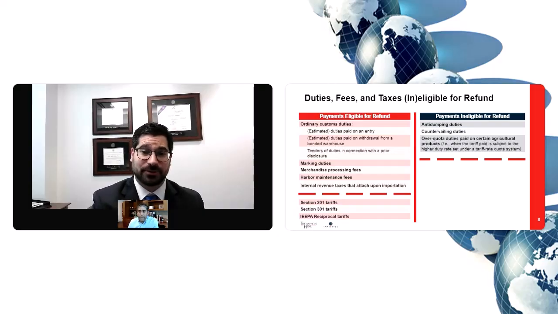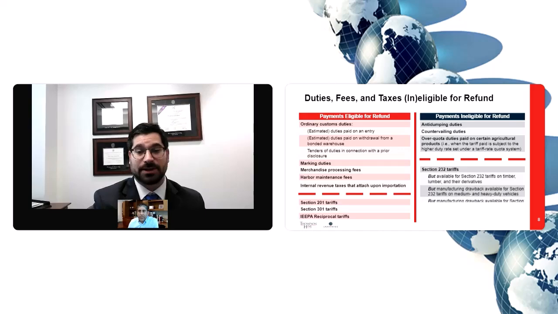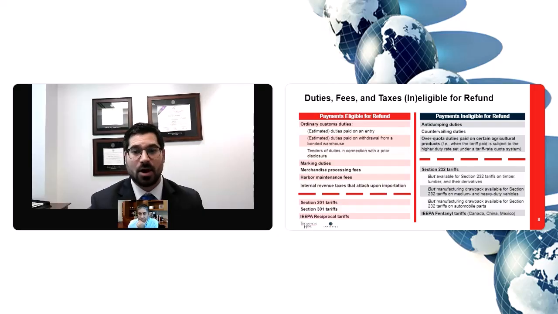What's not eligible for refund, though, are predominantly the Section 232 tariffs, as well as the IEEPA fentanyl tariffs, which impact Canada, China, and Mexico. But one trend that we are seeing increasingly is that there are certain carve-outs for different Section 232 tariffs where either drawback or certain types of drawback are in fact available for refund. So that's kind of what you're hoping to get back by filing a drawback claim.